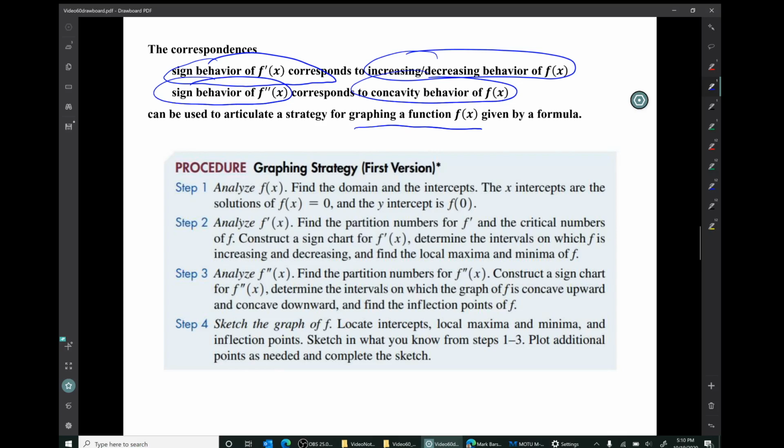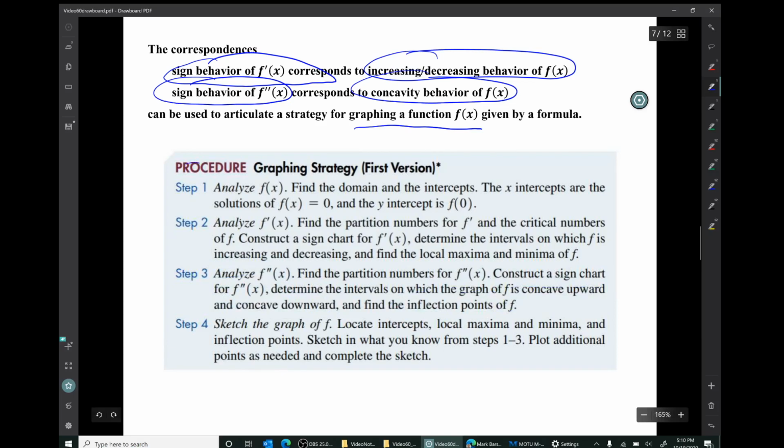Then we'll turn our attention to analyzing f prime. The idea is that you find the sign behavior of f prime and you use that to find out information about f: where is f increasing and decreasing, and where does f have local extrema? Then you turn your attention to f double prime. You analyze f double prime by making a sign chart for f double prime. So you study the sign behavior of f double prime, and that tells you about the intervals where f is concave up and concave down, and it helps you find the inflection points of the function f.